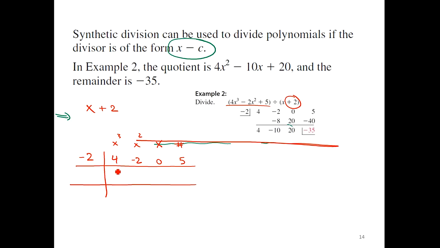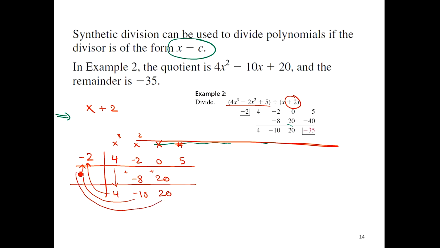Now, firstly, down the 4. Now multiply 4 with negative 2. This is equal to negative 8, so put negative 8. Add this one, we have negative 10 by addition. Now also multiply this one with negative 2. We have 20. Add 0 with 20. We have 20.